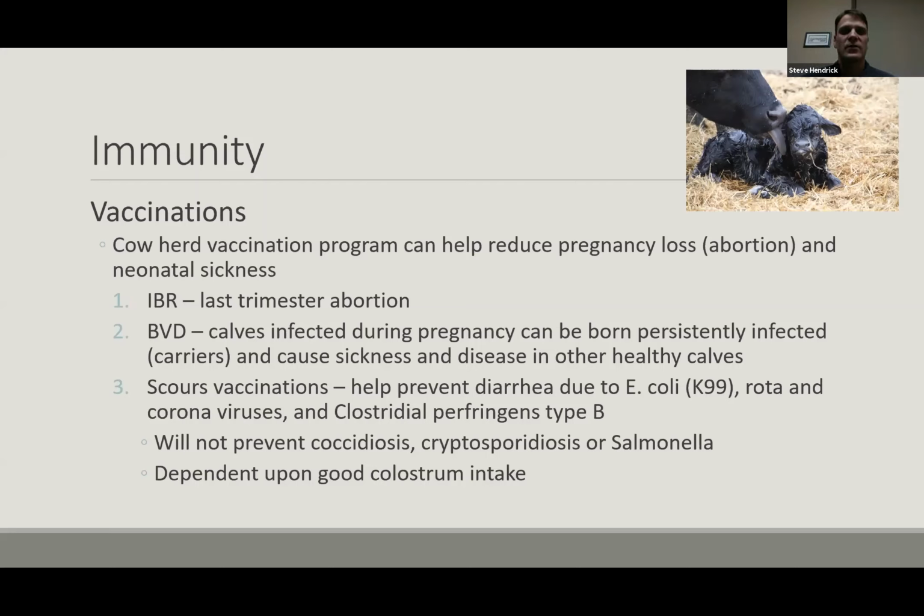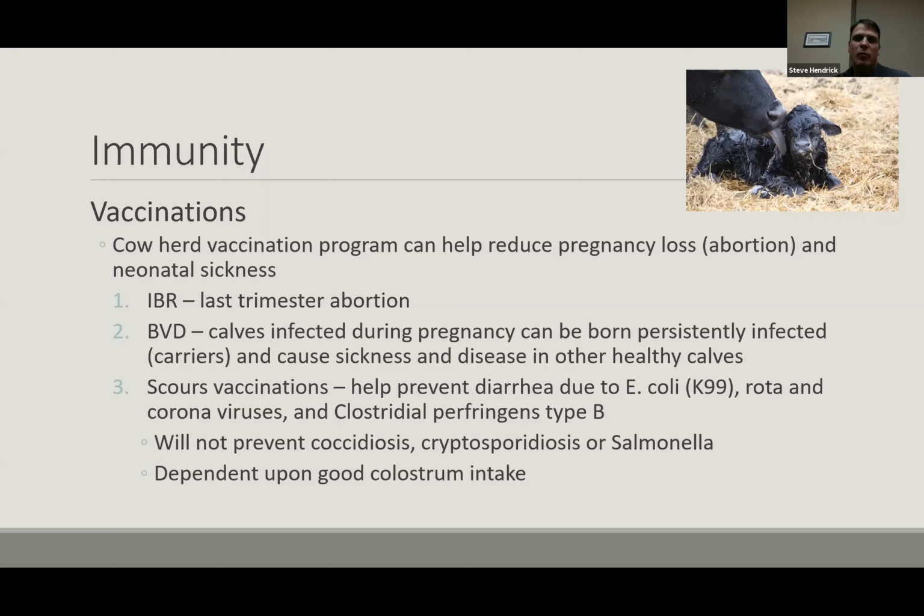Okay, and trying to vaccinate for that, there are different trains of thought on what the best timing would be. So work with your veterinarian to come up with the best strategy for that. BVD, or bovine viral diarrhea virus, is another virus. The fetuses are infected during early to mid pregnancy, and then they're born as chronic carriers. We call them persistently infected, or PIs.